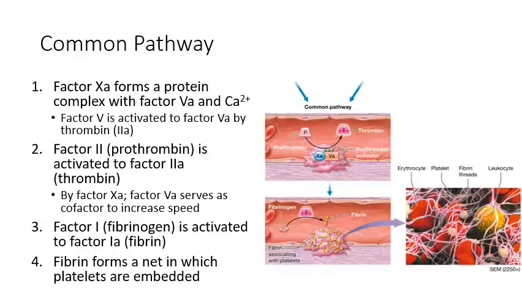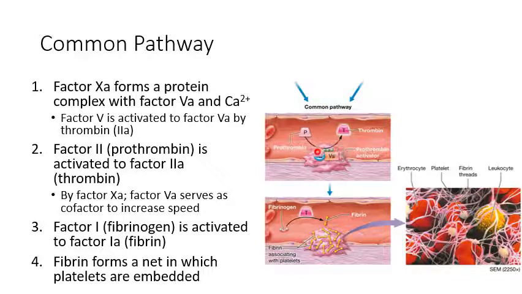So next we have the common pathway. At the end of the intrinsic or the extrinsic pathways, we're going to get our factor 10A activated, and we need that to start the common pathway. So both the intrinsic and extrinsic pathways are going to feed into the common pathway. This all is going to start out when you have factor 10A.